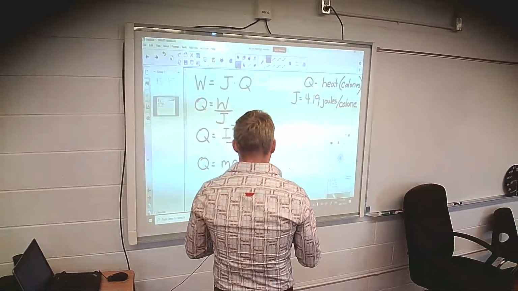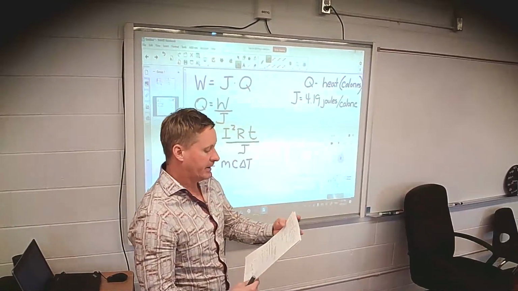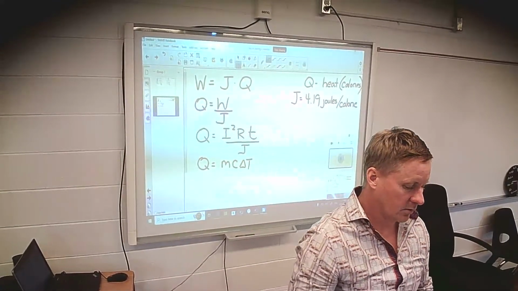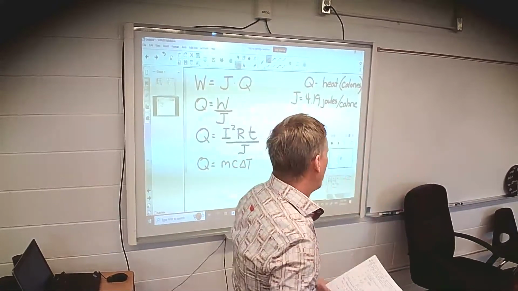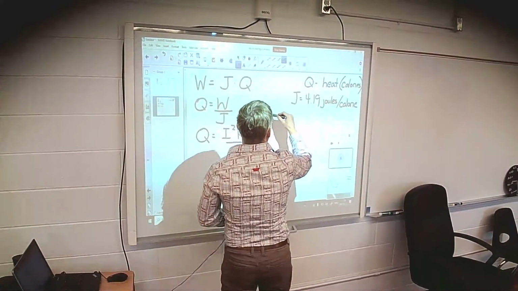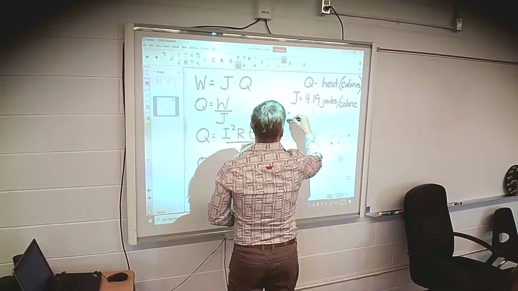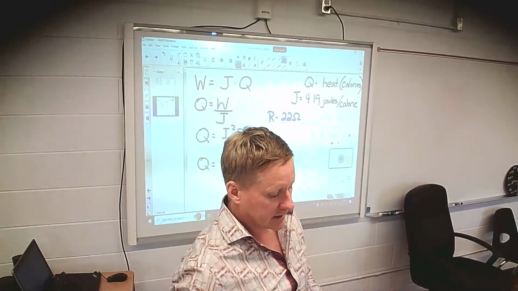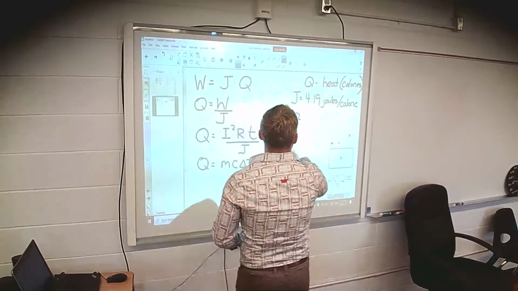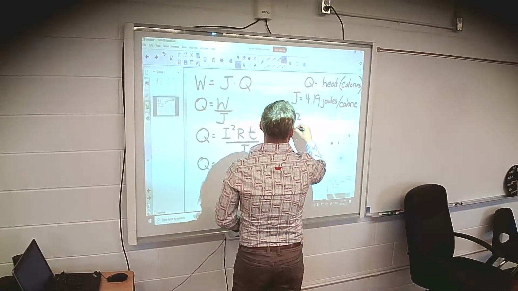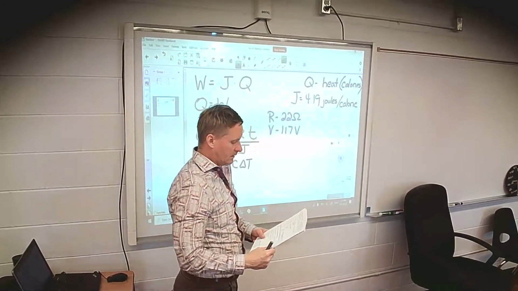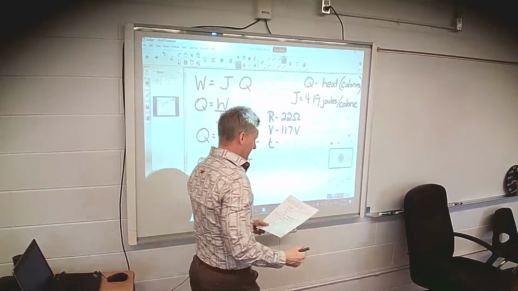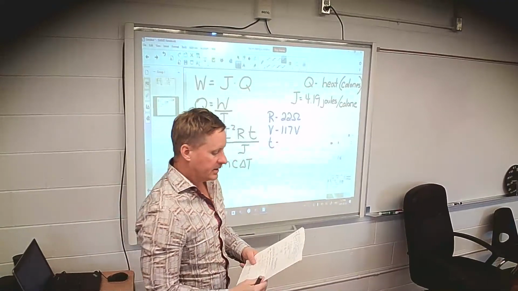But first, the question says a heating element in a percolator, so basically a kettle that you plug into a wall, has a resistance of 22 ohms. So the first thing that you're going to do today is learn how to write out all of the information. So we want to write out 22 ohms. It's designed across a 117 volt circuit. How long will it take? How much time will it take to heat 1 kilogram of water?